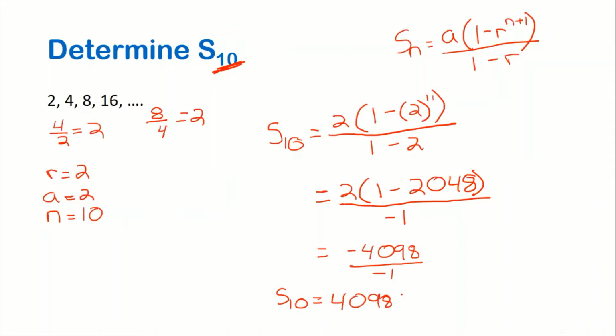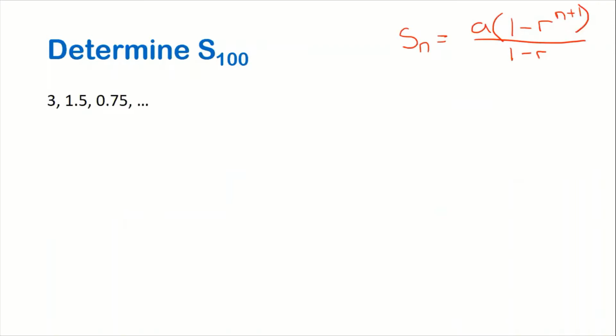4098. Now, if you don't believe the formula or you don't believe your calculations were correct, you can go ahead and determine the entire sequence up to the 10th term, and you could add them up manually, but I promise you will get the same answer of 4098. Let's go ahead and try one more.